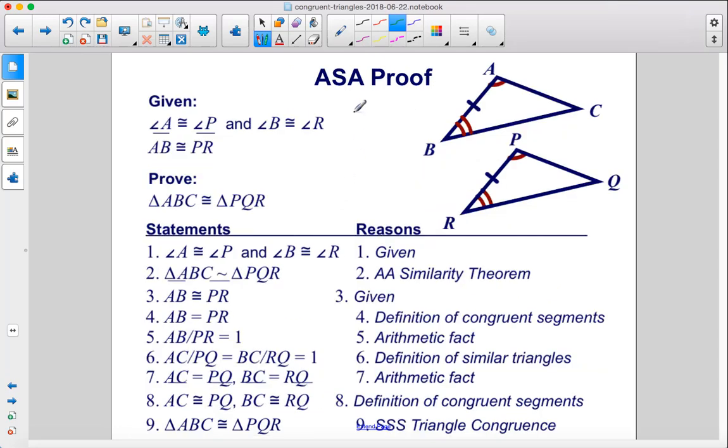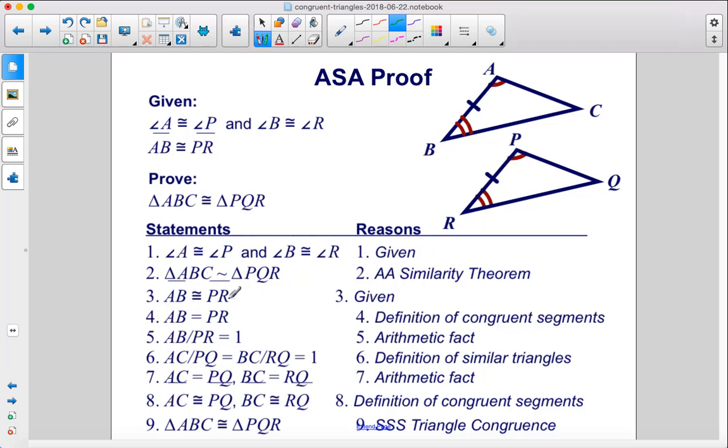Here's a proof of the angle side angle theorem. Given that angle A and angle P are congruent, and angle B and angle R are congruent, and this line segment AB is congruent to this line segment PR, prove that the triangles are congruent. So we start with our given information. We see that the triangles are similar because of the AA similarity theorem. They have two pairs of congruent angles.